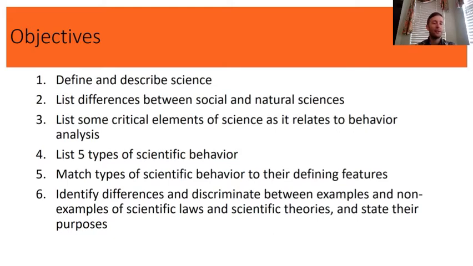Objective 1 is to define and describe science. After that, objective 2, you'll list differences between social and natural sciences. In objective 3, you'll list some critical elements of science as it relates to behavior analysis. In objective 4, you'll list 5 types of scientific behavior. In objective 5, you'll match types of scientific behavior to their defining features. In objective 6, you'll identify differences and discriminate between examples and non-examples of scientific laws and scientific theories and then state their purposes.